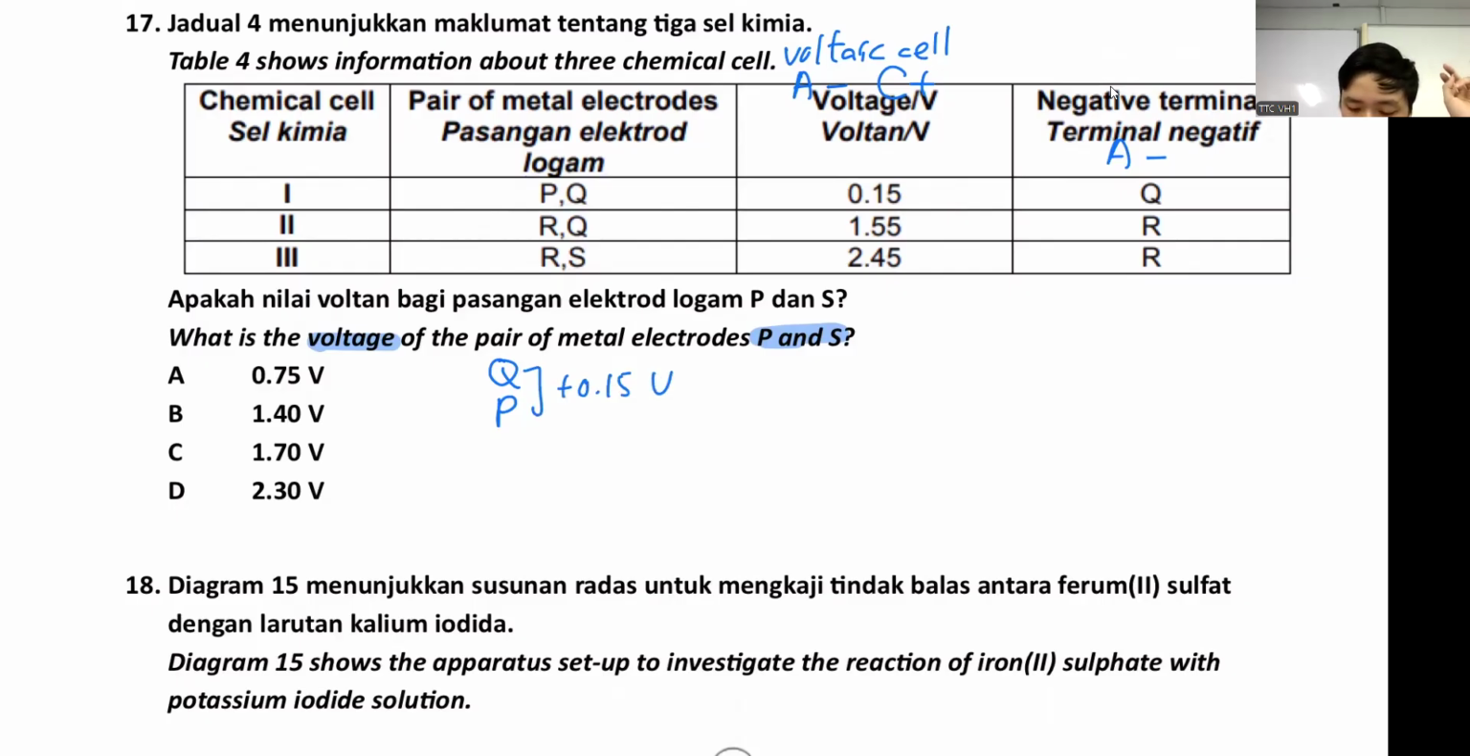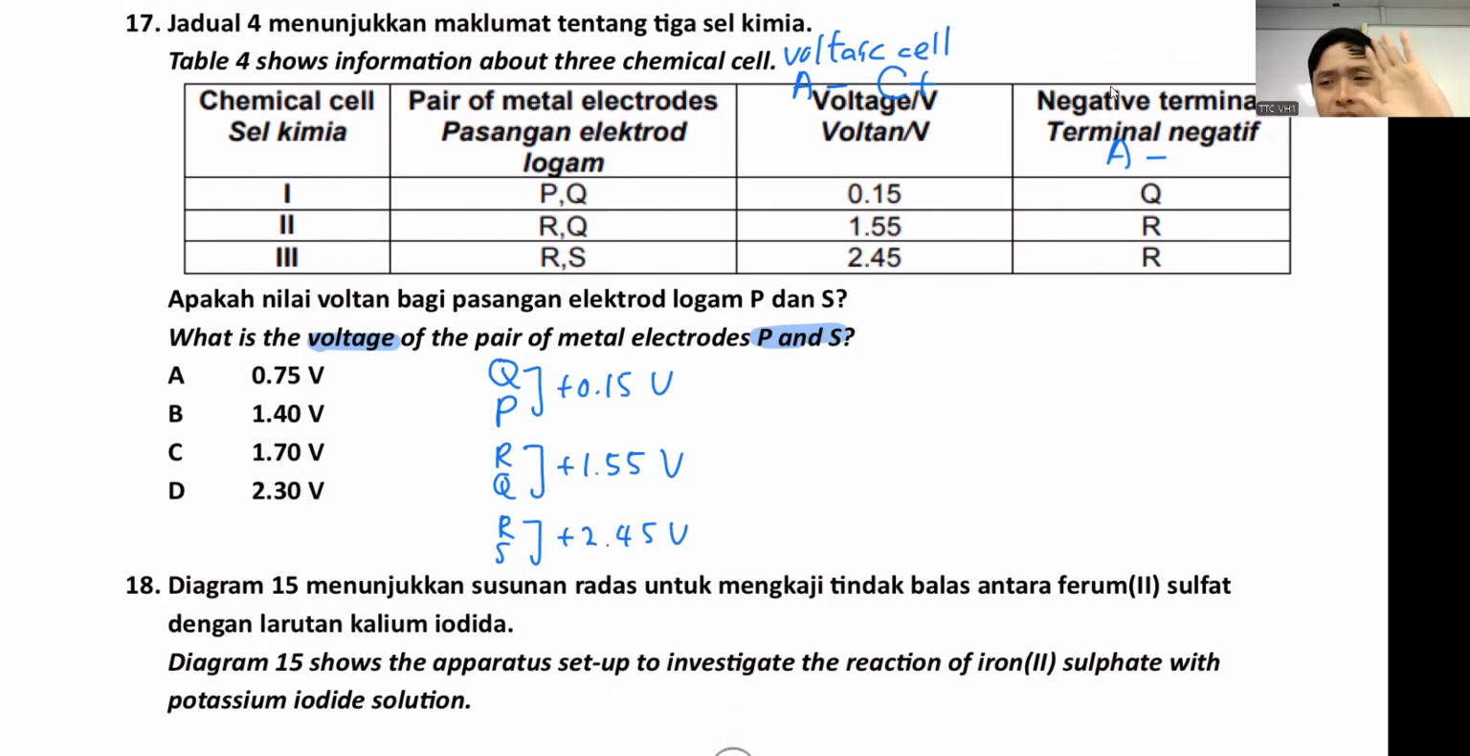Then RQ, the negative terminal is R. So it means R is on top of Q, and between them you get 1.55 volt. And RS, where R is also the negative terminal, between R and S you get positive 2.45 volt.